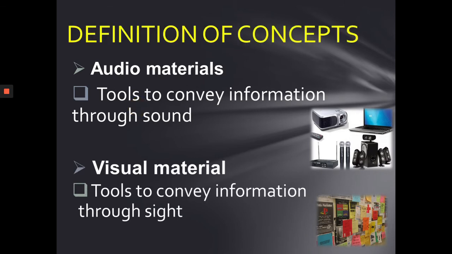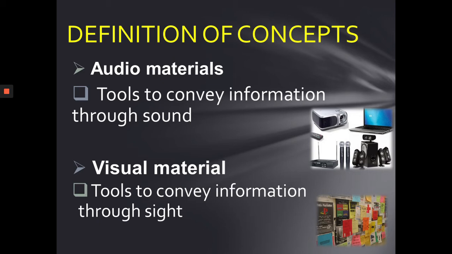So, definition of concepts. First is audio materials. Audio materials are tools to convey information through sound. Sound is stored, recorded, and can be reproduced or played back mechanically. For example, radio, tape recorder, audio cassette player, and language laboratory.